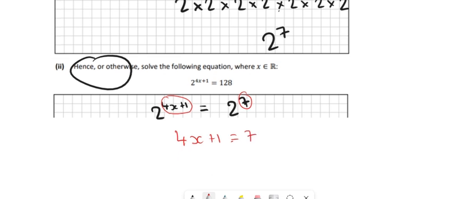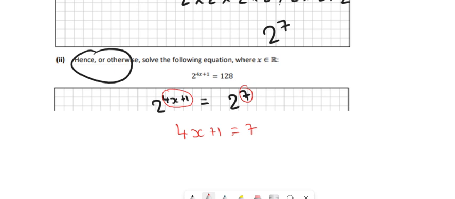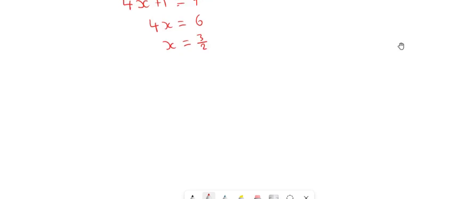Then we're just solving, we can just move the plus 1 across and it becomes a minus 1. 4x equals 7 minus 1, which is 6. And then x is going to be equal to 6 divided by 4, so that's just the same thing as 3 over 2. And then that's all for that question.